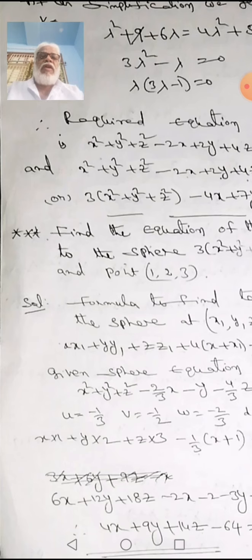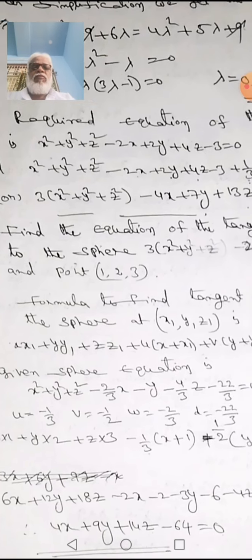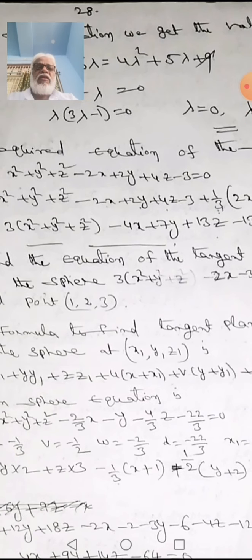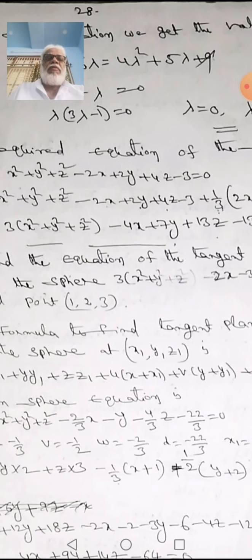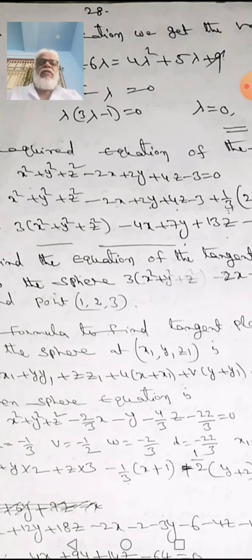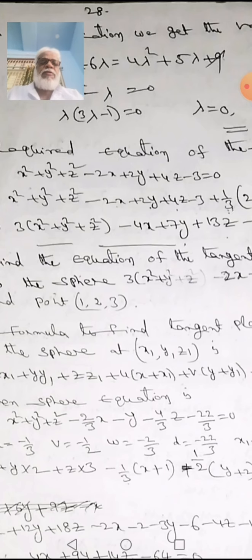Here we get two values of lambda because lambda is here a second degree equation. That's why 2 lambda x square y square like this, and then 3 of x square plus y square. This is the final equation where the lambda values are lambda is equal to 0 and lambda is equal to 1 by 3. Substitute in the S plus lambda L is equal to 0 equation. So we get two equations of spheres.